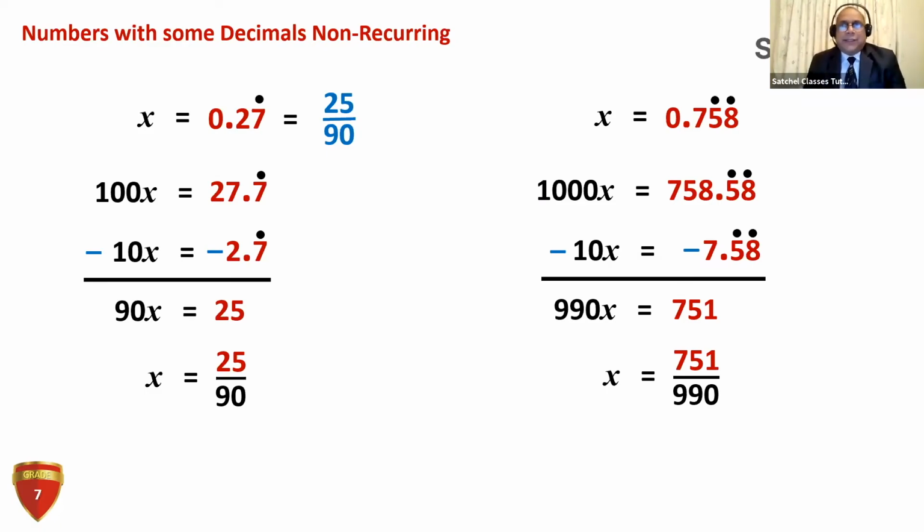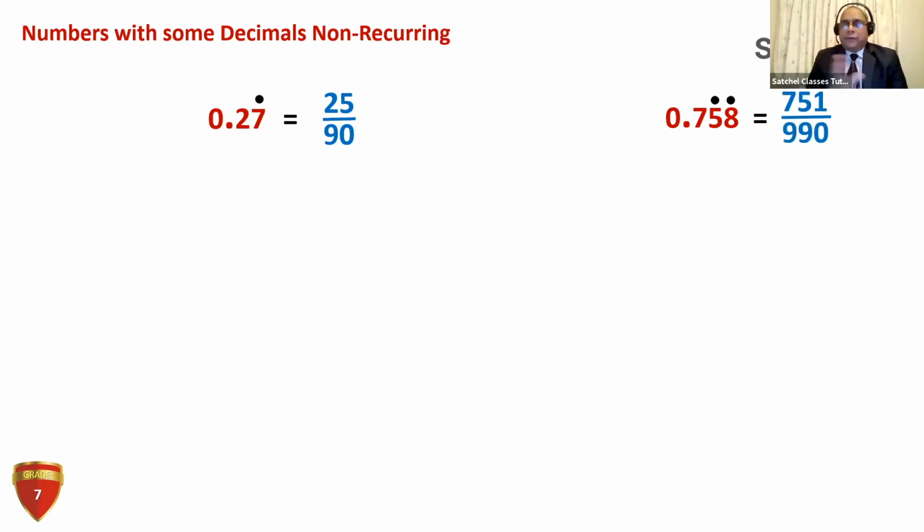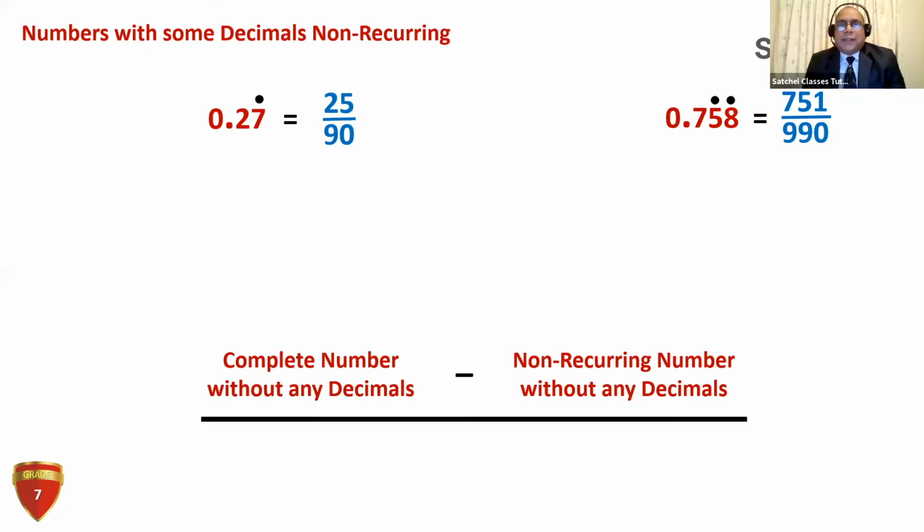Look at this carefully. So we now know there's two results. Now how do I get these two results without doing any working or any calculation? Remember this formula. The numerator of your fraction will always be the complete number without any decimal minus the non-recurring number without any decimal. I know this is mumbo jumbo and too much jargon. So let's understand this carefully.